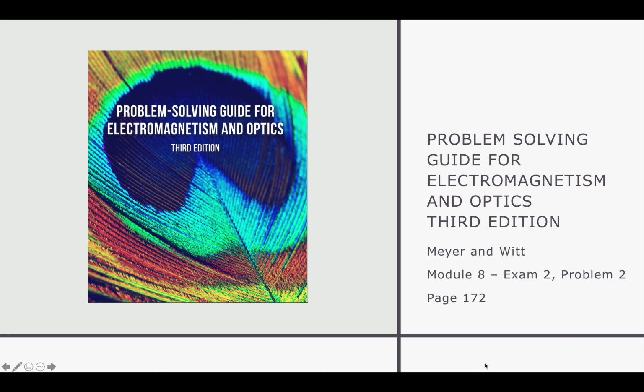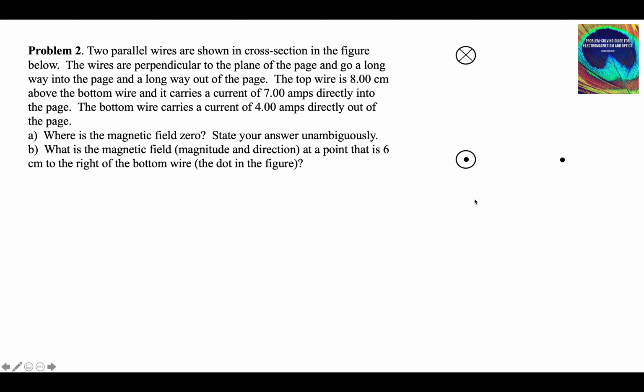This is a walkthrough of Problem 2 on Exam 2 of Module 8 in the book Problem Solving Guide for Electromagnetism and Optics. Problem 2, two parallel wires shown here in cross section. They are perpendicular to the plane of the page, going a long way into and out of the page. They are double infinite with respect to any point in the plane of the page.